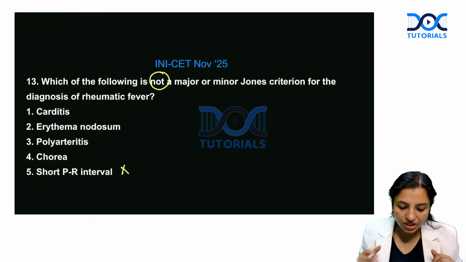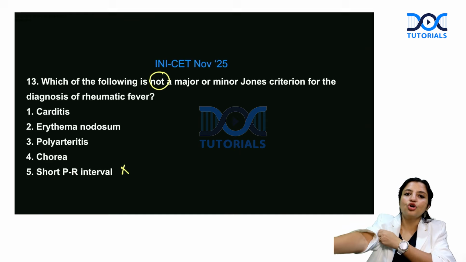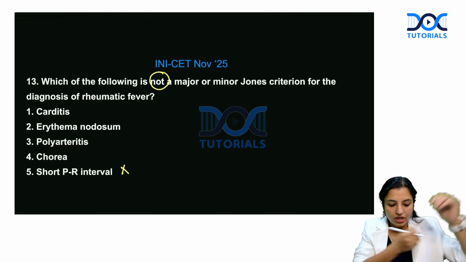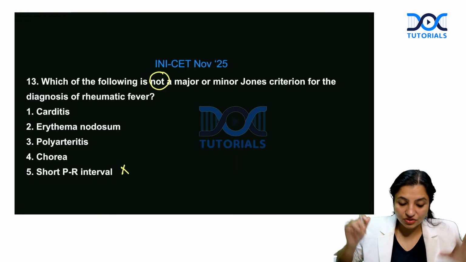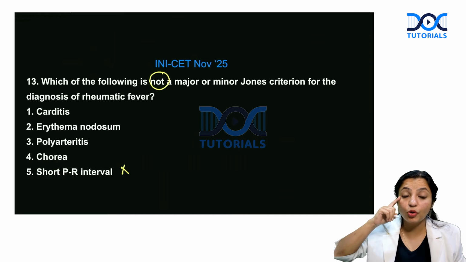So the question that was asked was very easy, because shortened PR interval is never seen. Okay, all the others can be followed. And one more thing, this was a multiple choice portion. One more point was there.